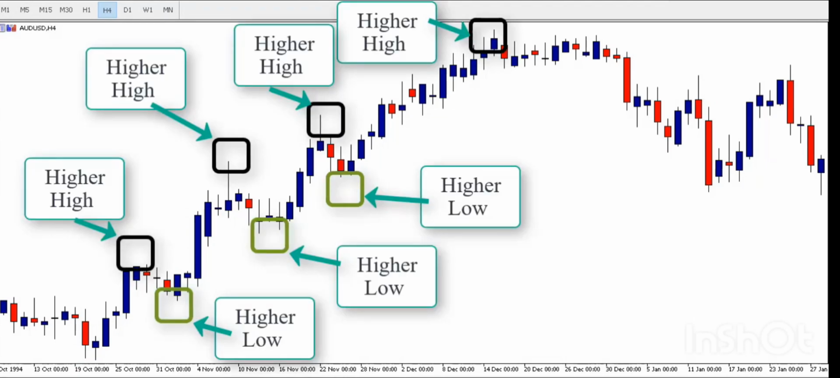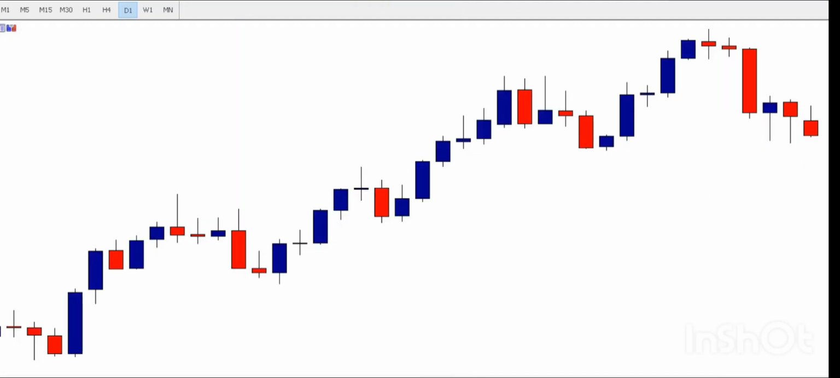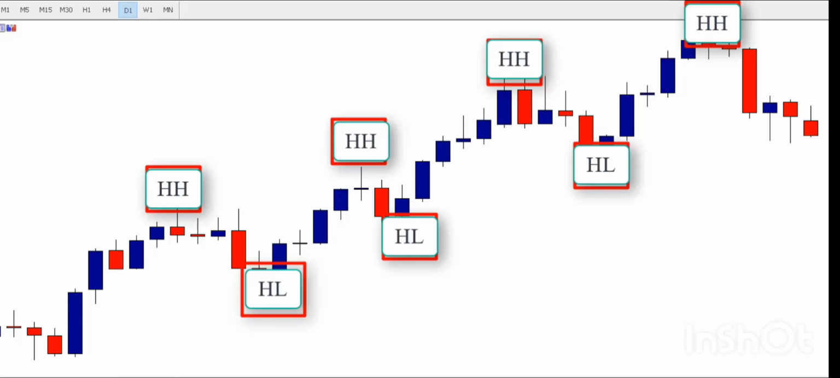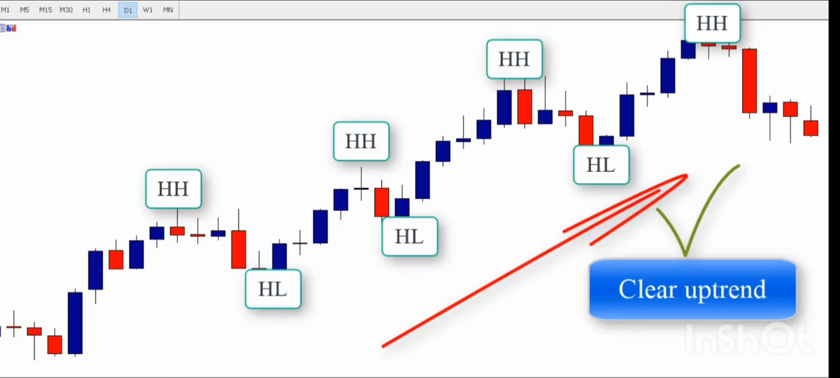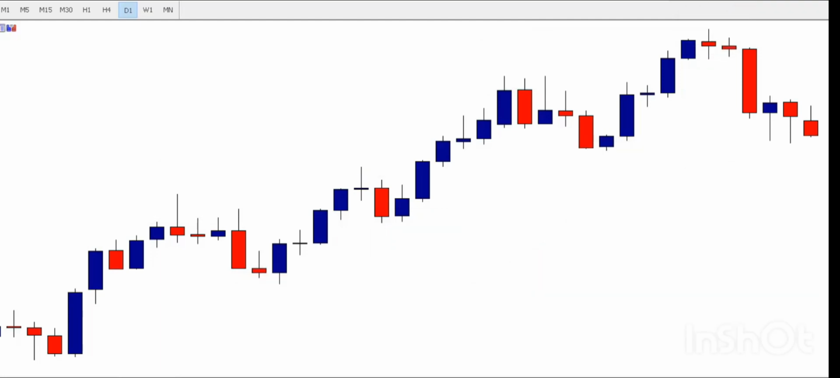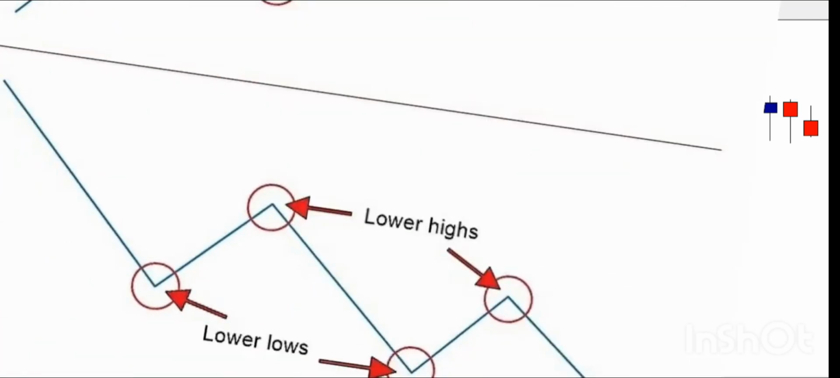Look at the way price is making higher highs and higher lows. Once price is in a clear uptrend, you must see these higher highs and higher lows. This shows a clear uptrend market, and price must always correct itself, which we'll get to in our impulsive and corrective move.